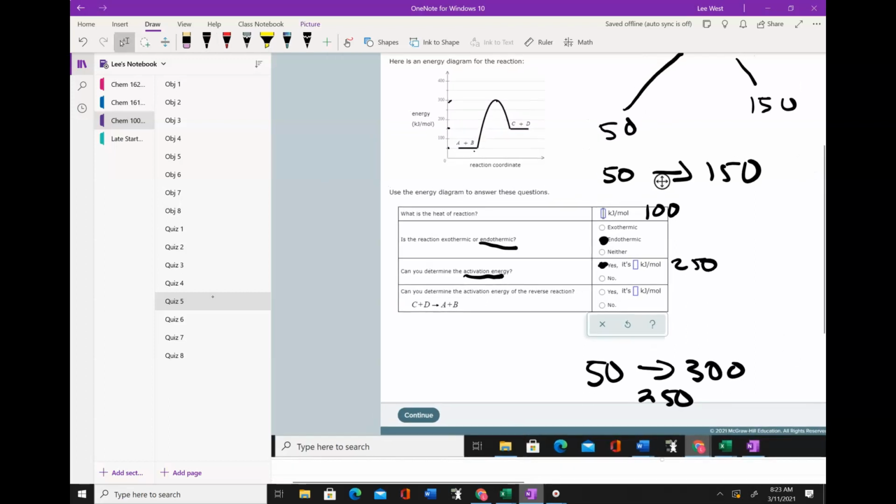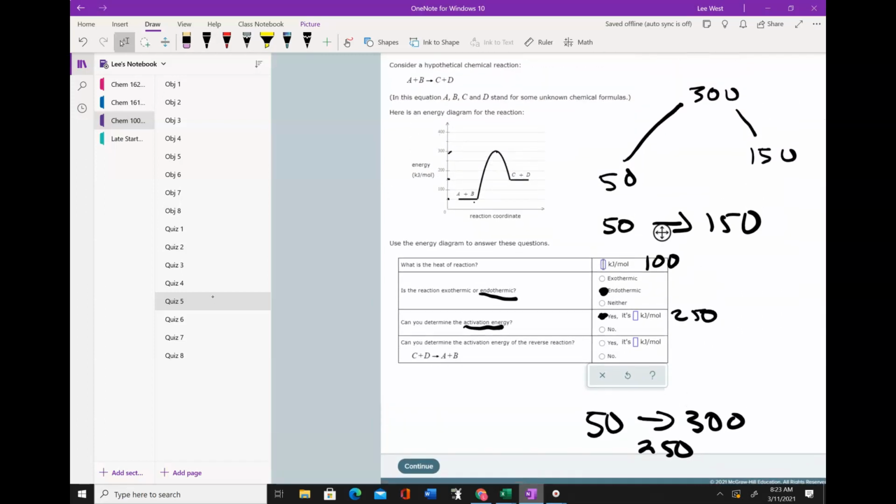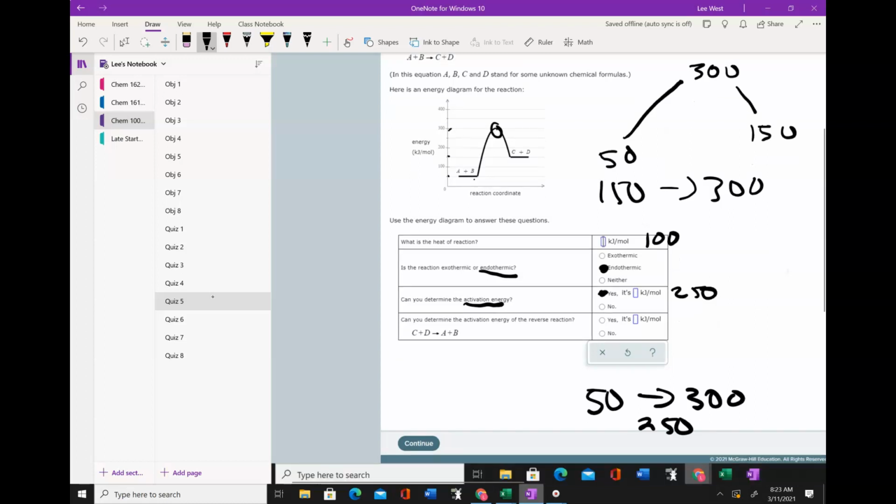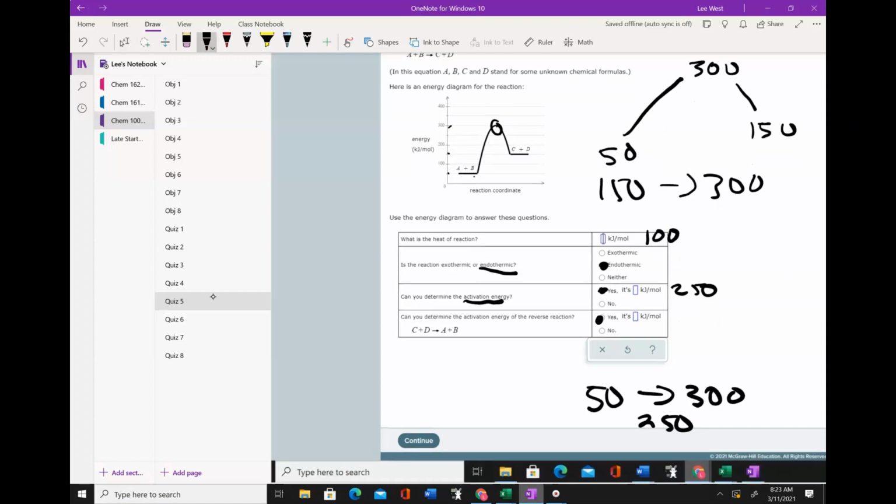And then what about if we wanted to go back the other way? Could we figure out the activation energy? We could. We just have to use the values that we've got. So our products are at 150 and we have to get up to 300. So that's a gain of 150, isn't it? Okay, there you go. All right, so not too bad.